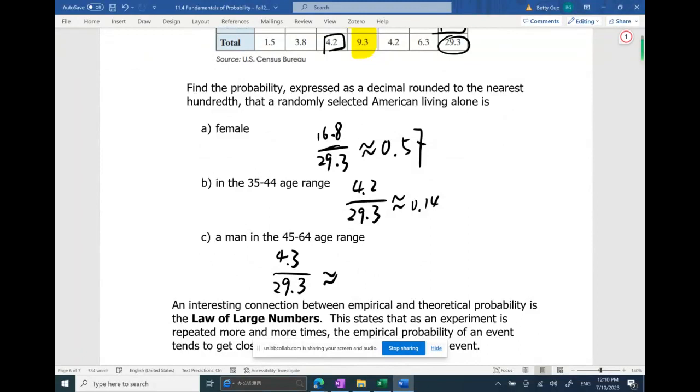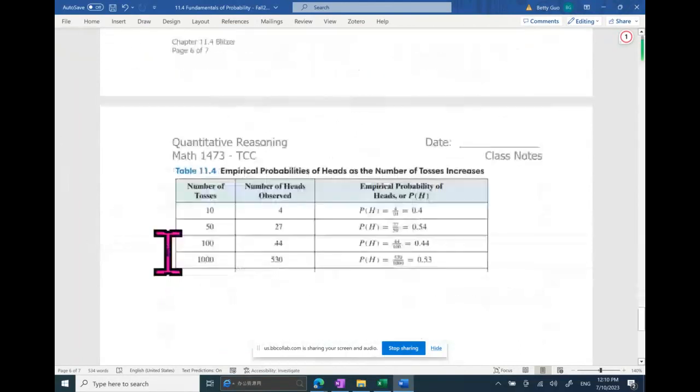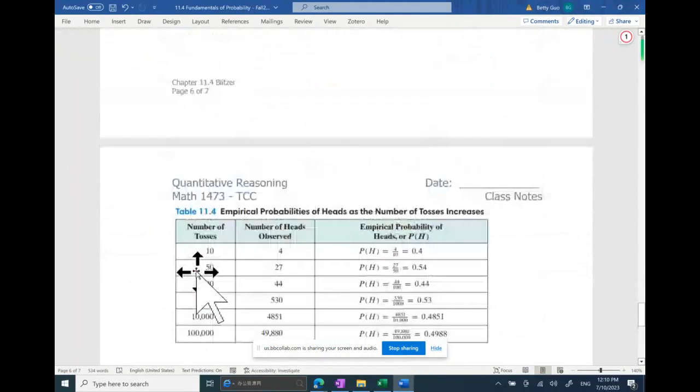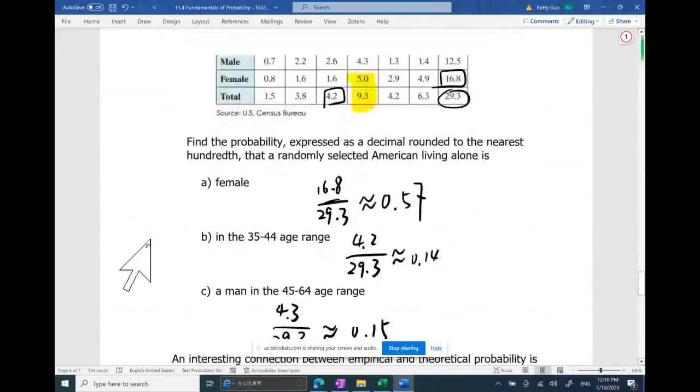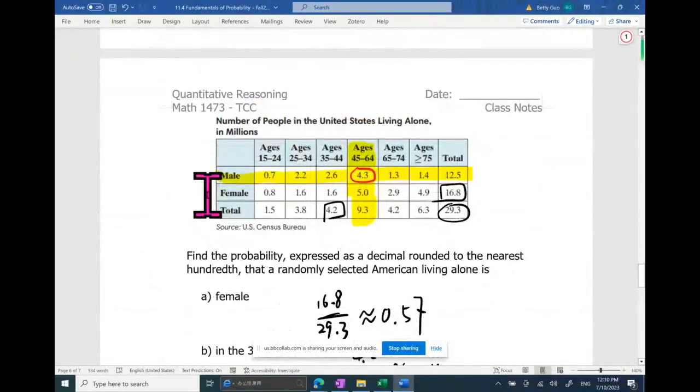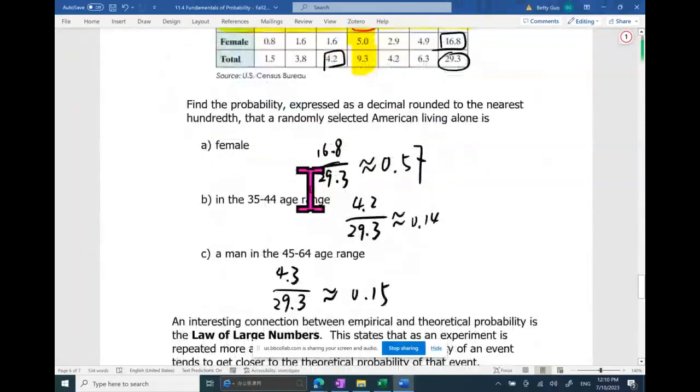Let's see the result. 4.3 divided by 29.3 is approximately equal to 15%. 0.15, round it up. All right, so that's the empirical model. I believe you can understand this. If you understand the table, you should be able to compute empirical probabilities.